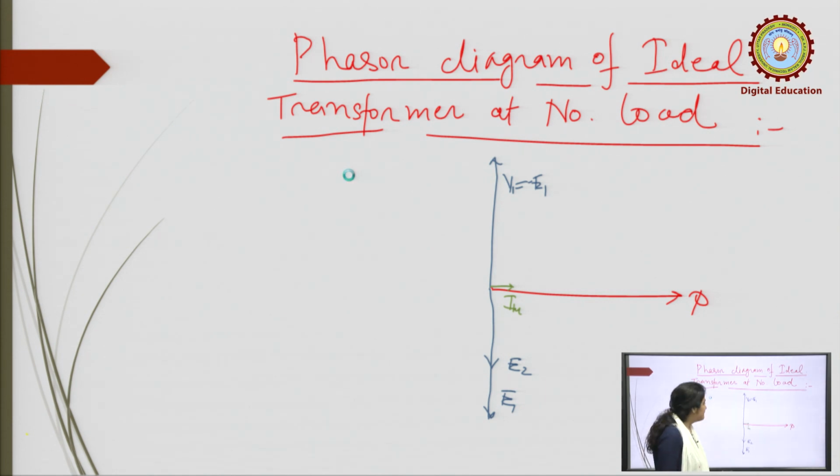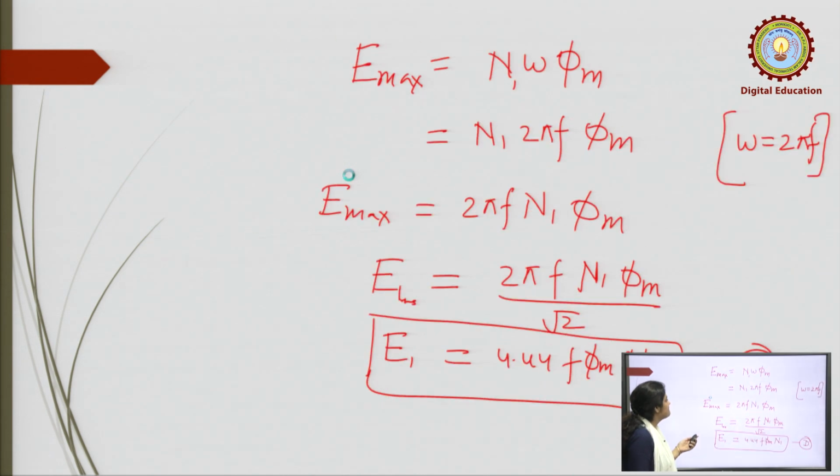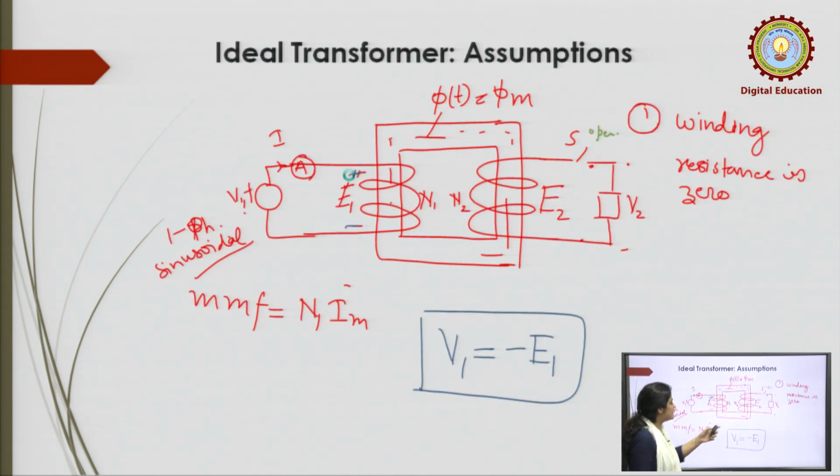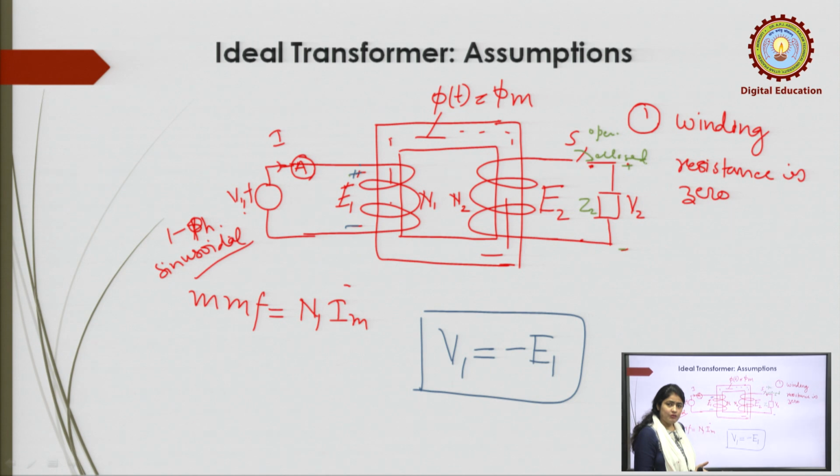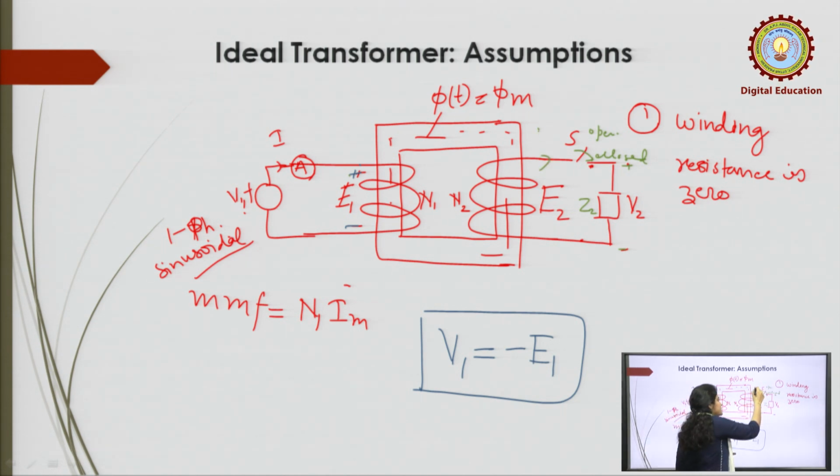Now, we consider the phasor diagram when there is a load. Z2 load is connected across this winding, and the switch S is closed. The moment the switch S is closed, the current will start flowing. Suppose this is current I2.